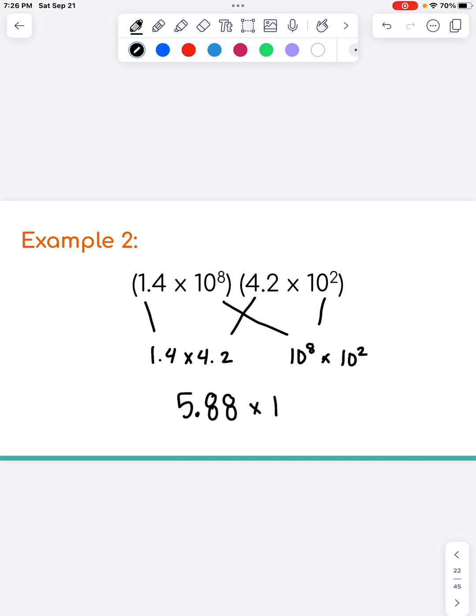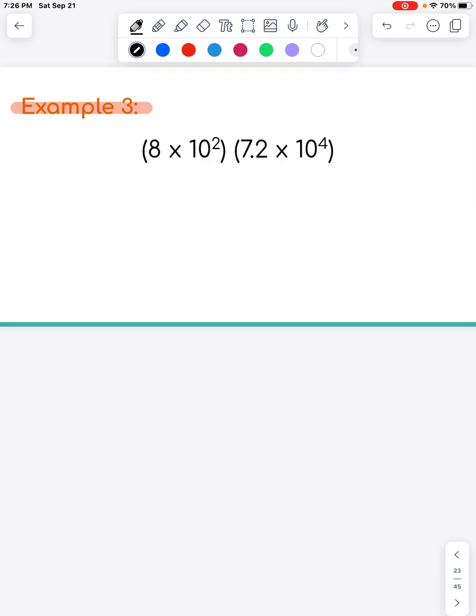And my powers, I'm going to keep my base. 8 plus 2 is going to give me 10. Go ahead and try this next one on your own. Check back to see my answer.